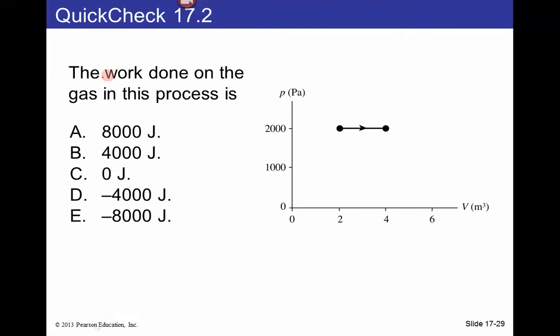So let's see. We have a question here. Take a minute to answer this question. The work done on the gas in this process is one of these choices. Take a minute. Okay, and the answer is minus 4,000 joules. And the reason is, well, you see your initial volume was 2 meter cubed, and then the gas expanded until it got to 4 meter cubed. So therefore, the area under the graph is 4,000, but you have to take the negative because the gas is expanding and is losing energy.